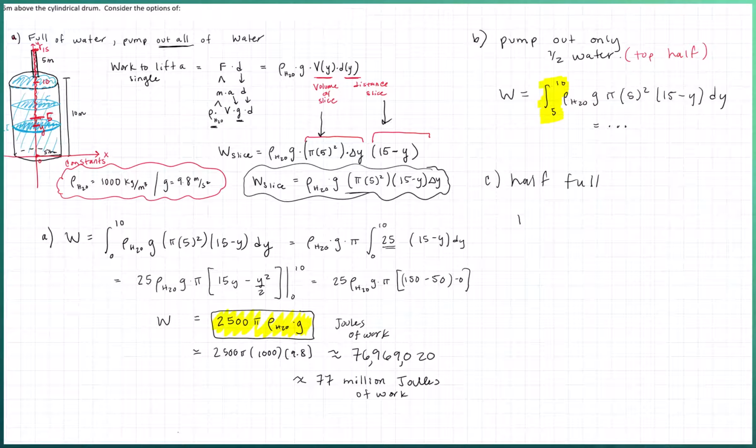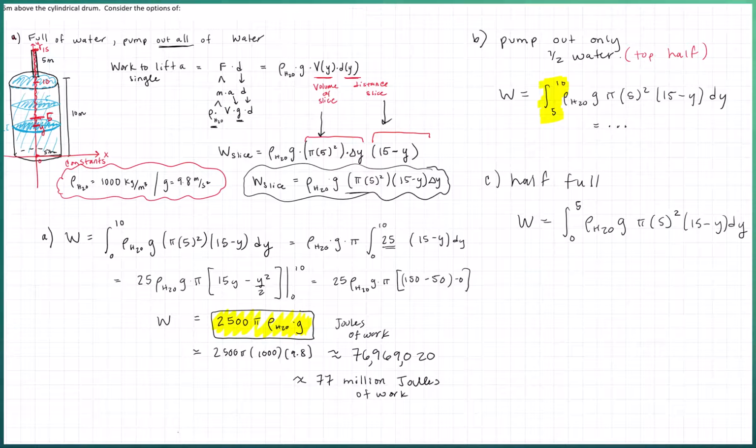what would change? Well, if it was only half full, then we would only be integrating from 0 to 5. Of course, the top half of the container would have no water. So if we're pumping from 0 to 5 of rho of H2O, gravity, times pi, times, and I'm just rewriting each of those out again, dy, and of course you simplify, pull all the constants out, and then integrate.